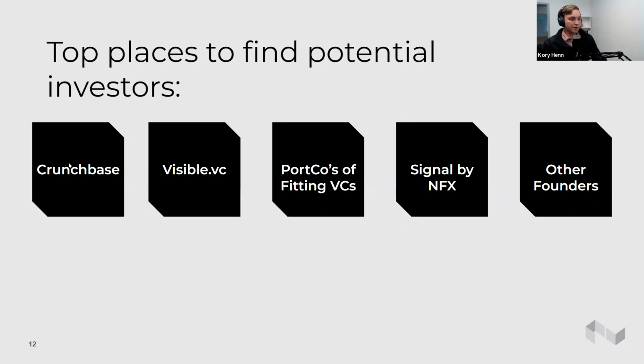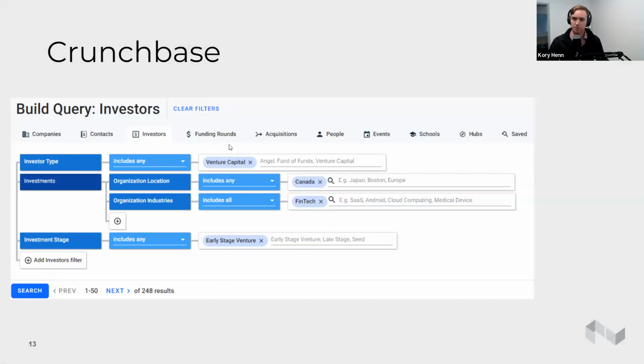For example, online, we have Crunchbase, we have Visible VC, the portfolio companies of fitting VCs, which we'll talk about in depth. That's a really great source that I like. A tool like Signal. And then on the offline side, we have other founders and your own personal network. So let's start with Crunchbase.